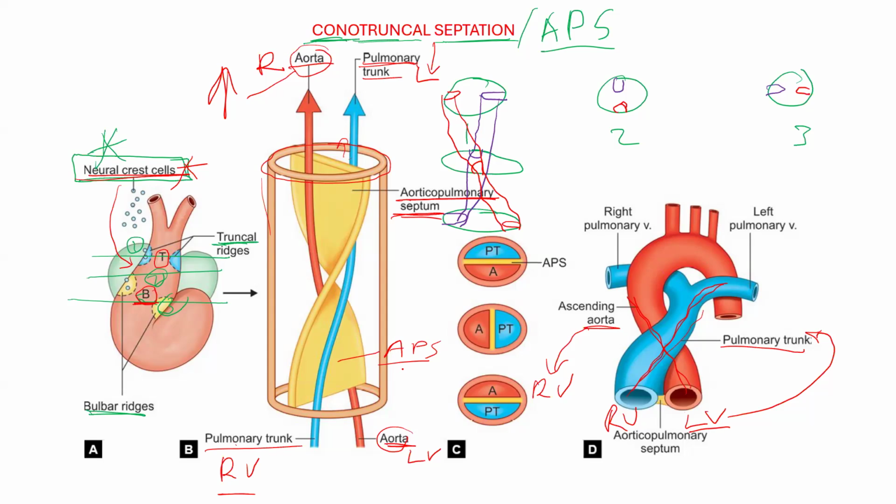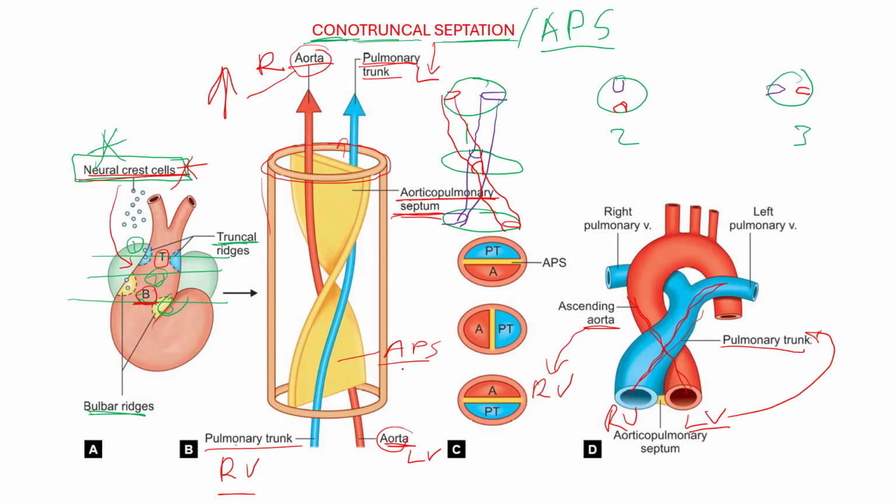Very good, Rosa. Very good. Tetralogy of Fallot. That is how tetralogy of Fallot comes about. Easy. The aorticopulmonary septum is not in the midline.